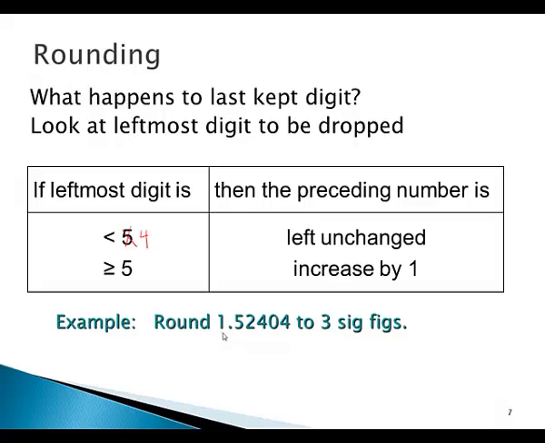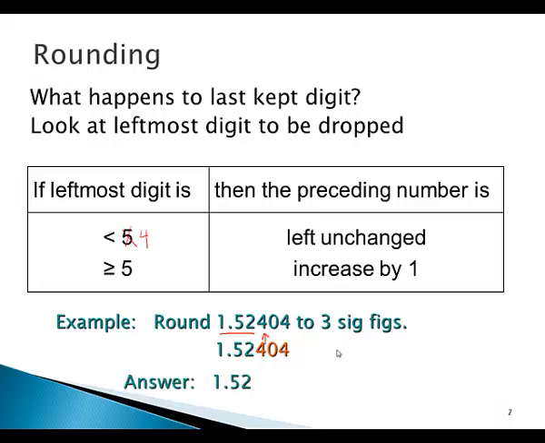So if we look at this example down here, 1.52404, we want to round it to 3 sig figs. So we need to keep these values. This value is the first number we drop. It is 4 or less. So then we would record our answer as 1.52.